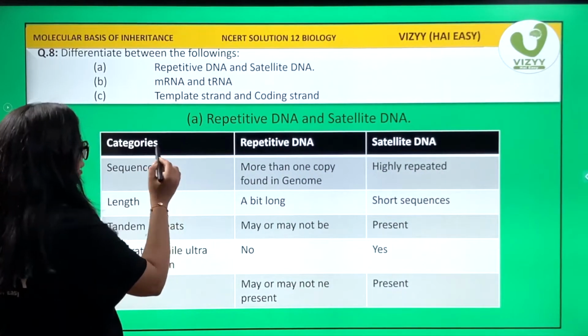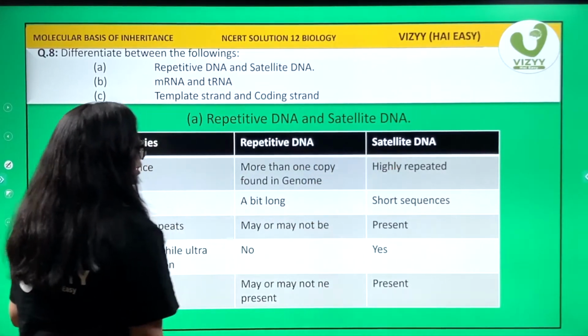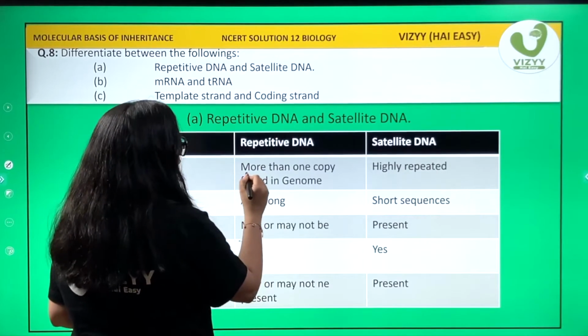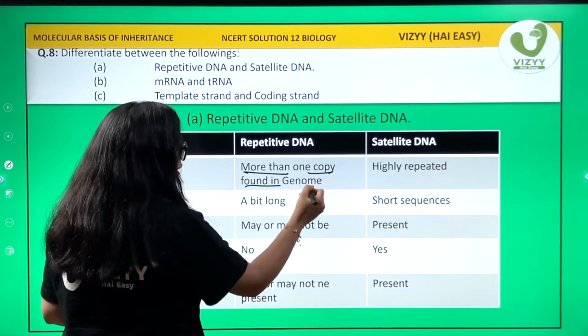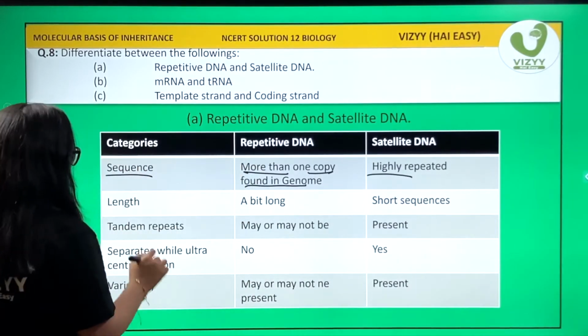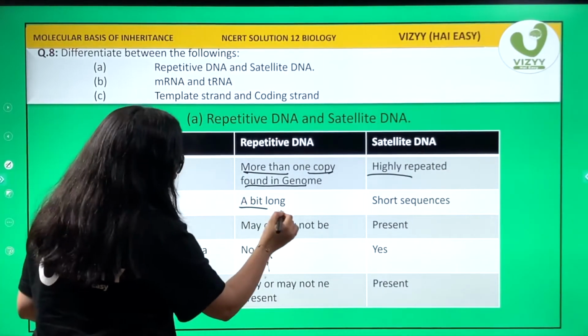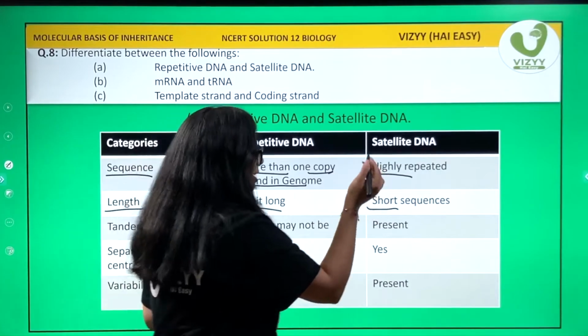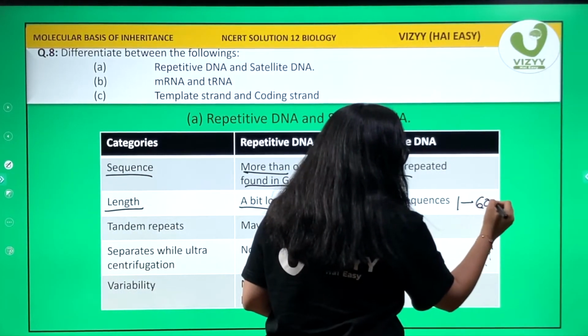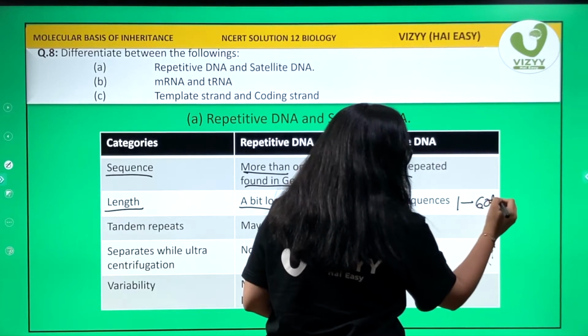We've got categories, repetitive and satellite DNA. For the sequence, repetitive DNA has more than one copy found in the genome, whereas satellite DNA is highly repeated. Length: a bit long, and this is short sequences. How long? Students, 1 to 60 base pairs.